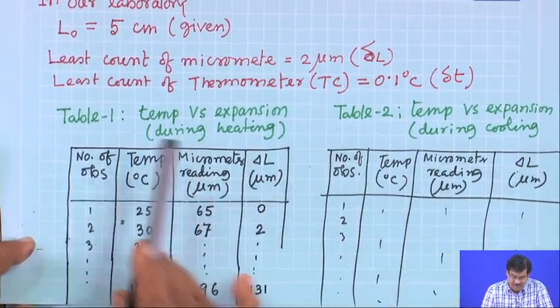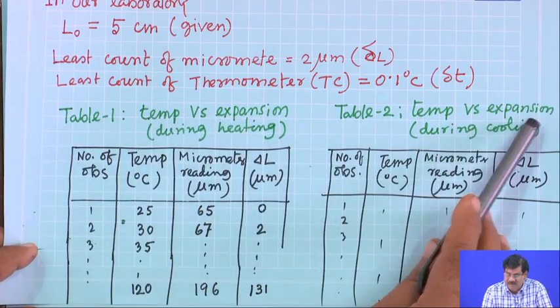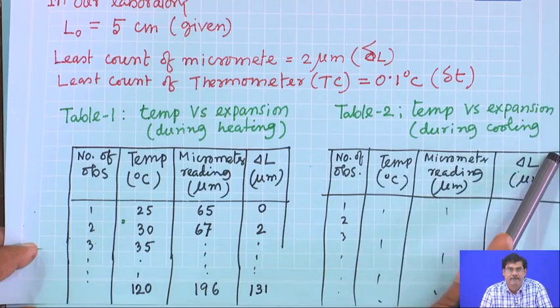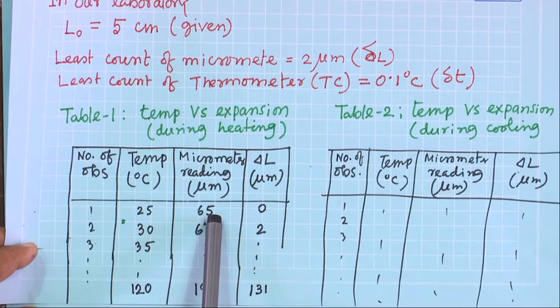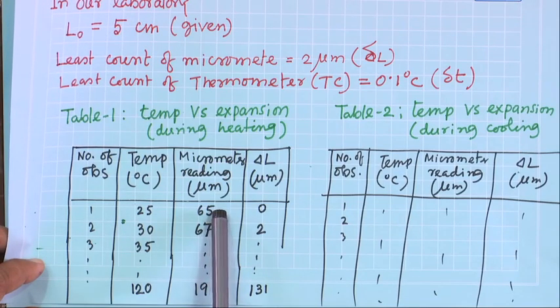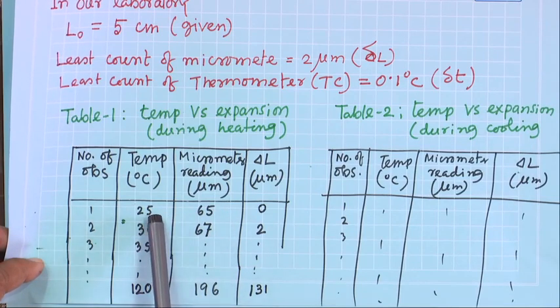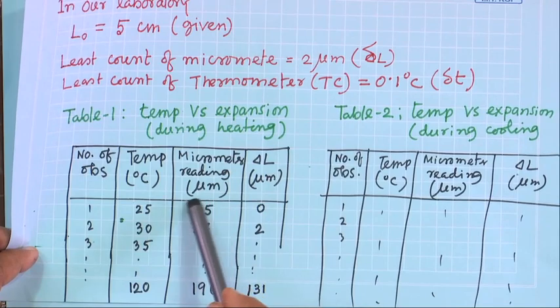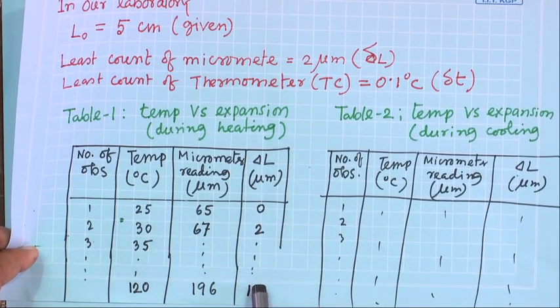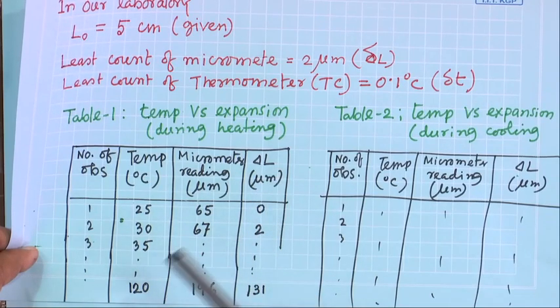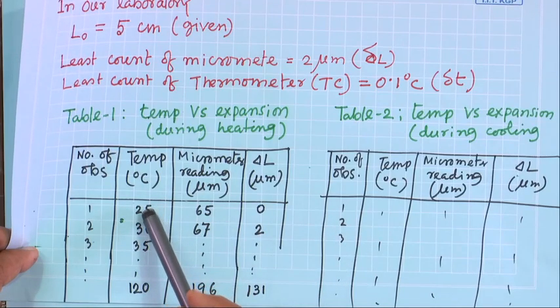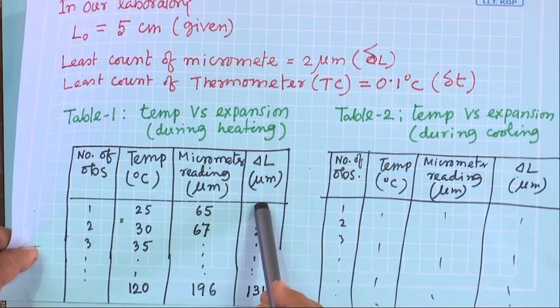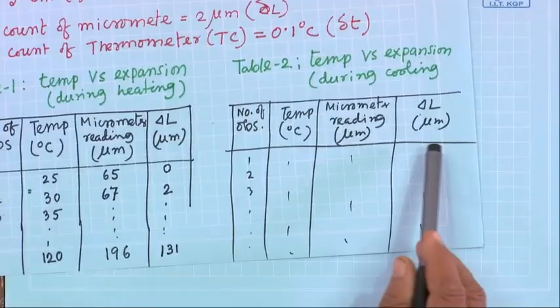Now we make two tables, both temperature versus expansion, one during heating and another during cooling. From the room temperature of 25 degree centigrade, I note down the micrometer reading, which in our case was 65 micrometer. Then I change the temperature: we set the temperature, say 200 degree centigrade, and it takes time to increase. At every 5 degree difference I note the micrometer reading. Then del L is obtained by subtracting 65 from all data, giving the expansion at different temperatures. That is delta L during heating, and likewise delta L during cooling.